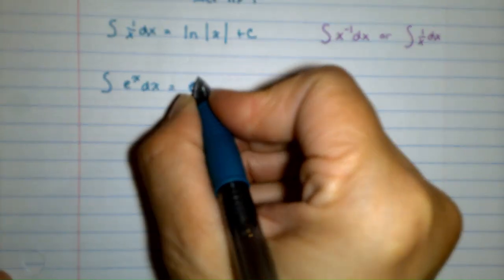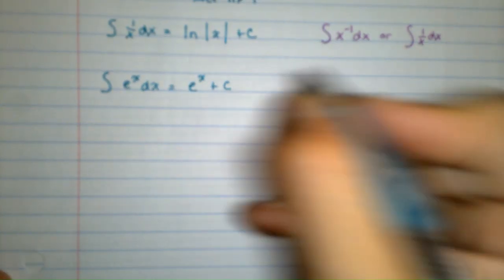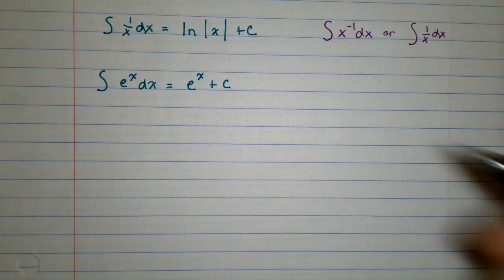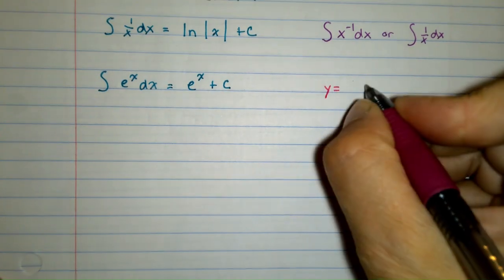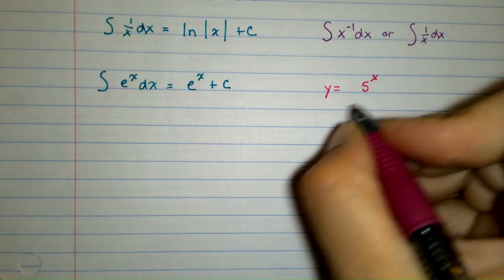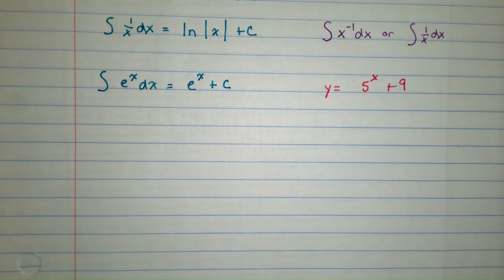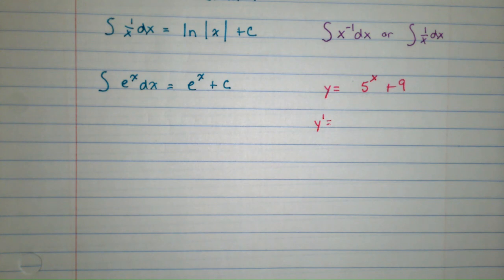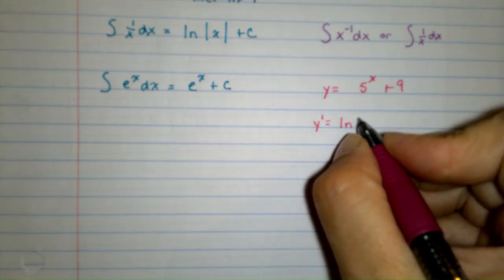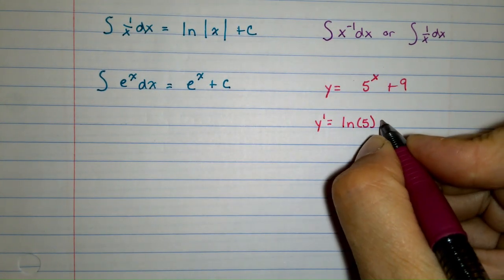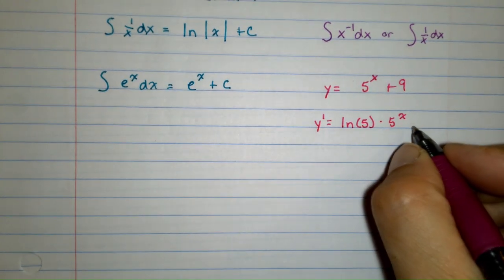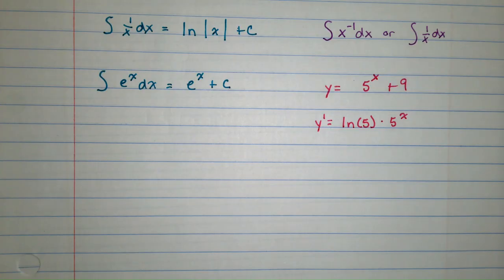So the integration of that is e to the x plus c. But what if it wasn't something else? Let's think about this. Let's say y equaled 5 to the x plus 9, and you had to find the derivative, right? We'll just do plus 9. It would be the natural log of 5 times 5 to the x. That would be your derivative.